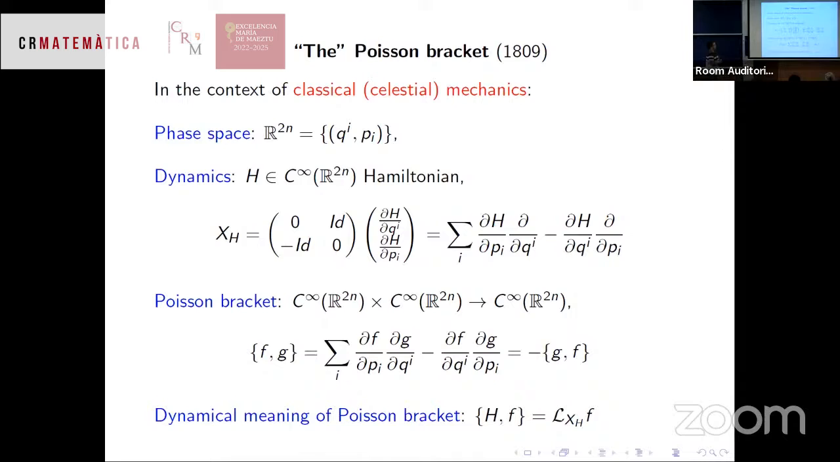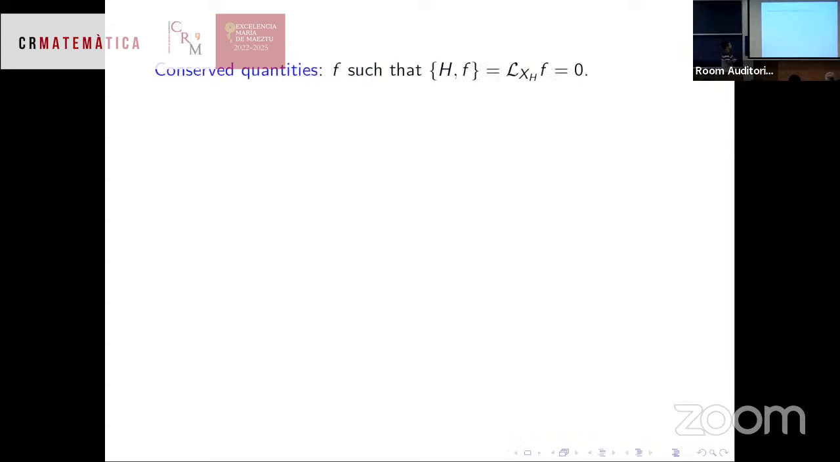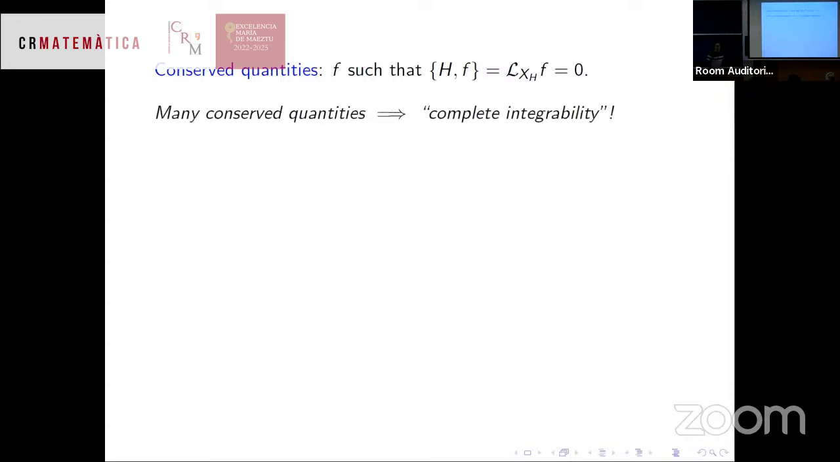And why do you care about that? Back then, people were particularly interested in conserved quantities to solve differential equations. If you have a function f that is preserved by the Hamiltonian flow of h, we call this being in involution, when the Poisson bracket is zero. This means that if you take a level set of the function, the Hamiltonian vector field is tangent to it, and therefore the dynamics is constrained to this level set. If you have enough of these which are independent, the hope is that you constrain the dynamics enough until you can completely solve the problem. Okay, so that's the idea of integrability. So people looked for many conserved quantities to try to solve the differential equation.